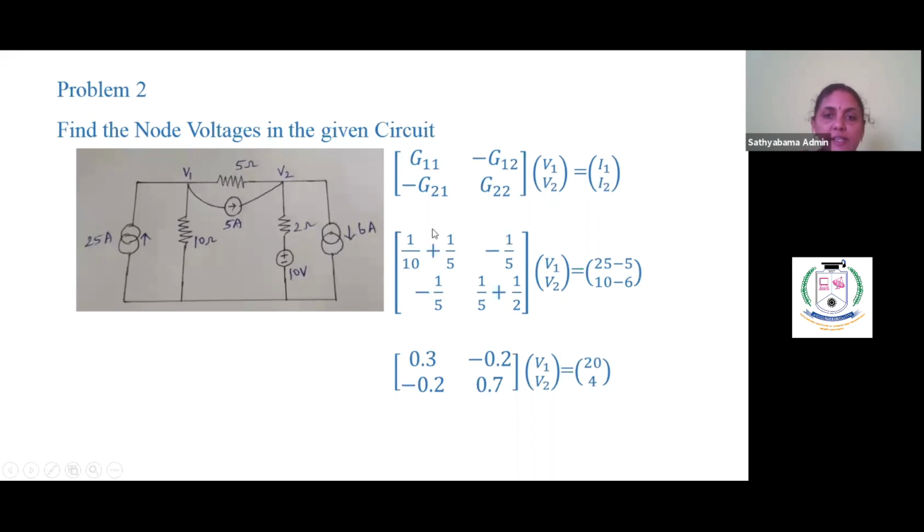Next, minus G21. Minus G21 is going to be the conductance common between the second node and the first node. This will be the same as the previous one, so you will have the same element, minus 1 by 5. Now G22. G22 is the total conductance connected at node 2, right? So we have 2 resistors here, 2 ohms and 5 ohms. So we will take it as 1 by 5 plus 1 by 2. And the voltages are taken as V1 and V2.